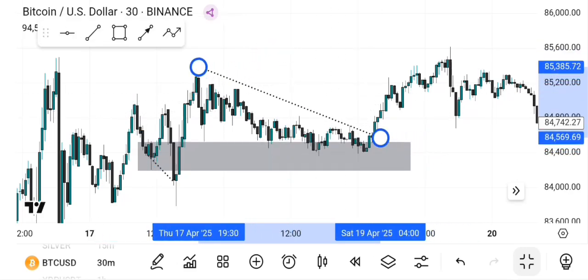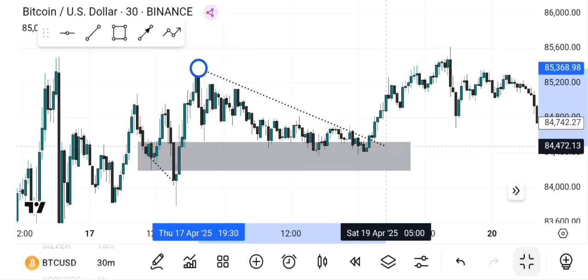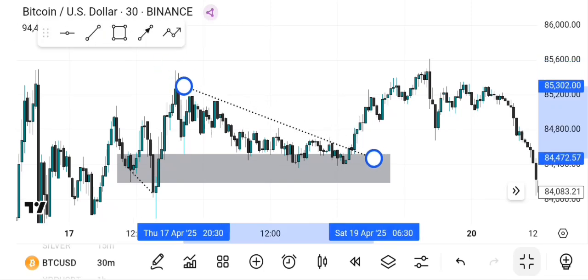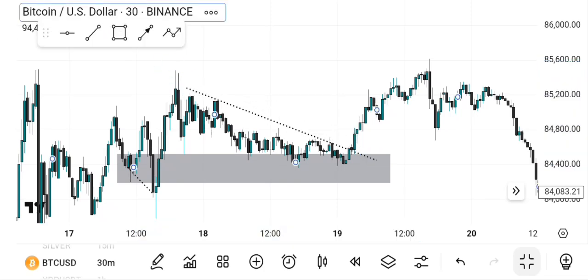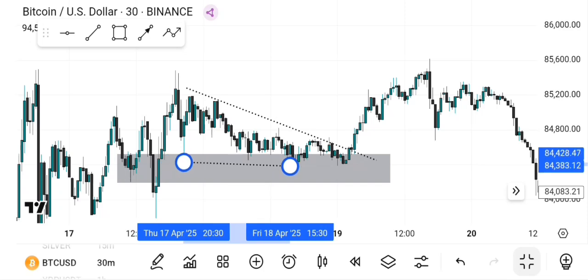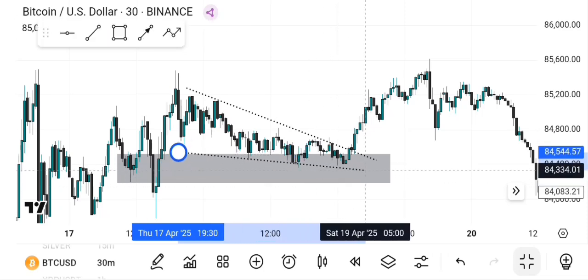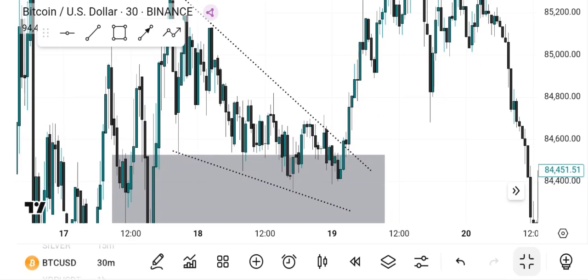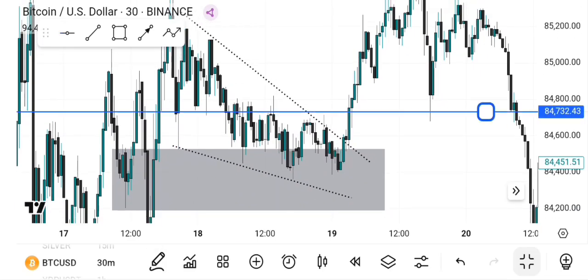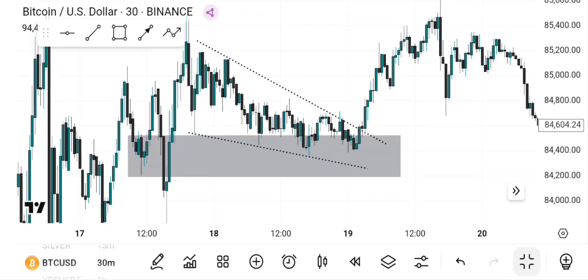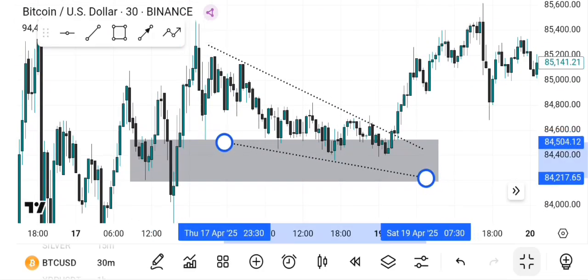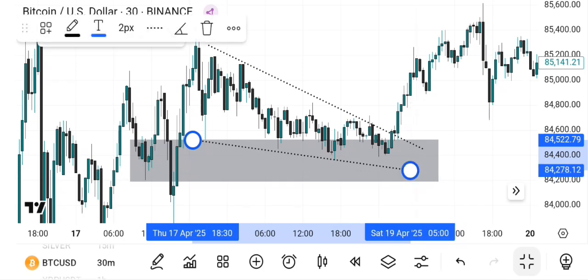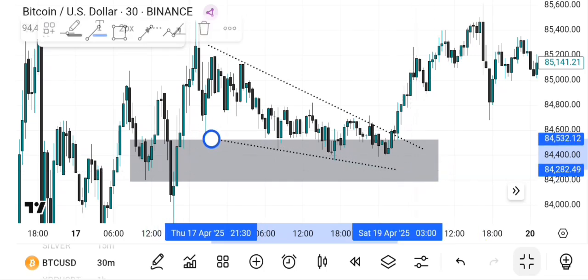Okay, now we have a pattern here, and it looks like a falling wedge. Remember, when we are drawing our trend line, we are looking for two or more touches. The more touches it has, the stronger it is. We are looking for two or more touches.